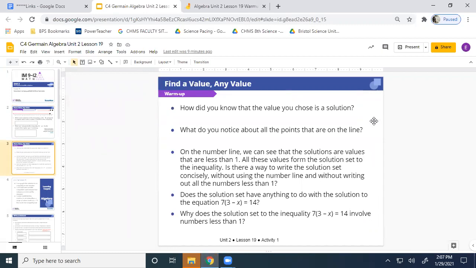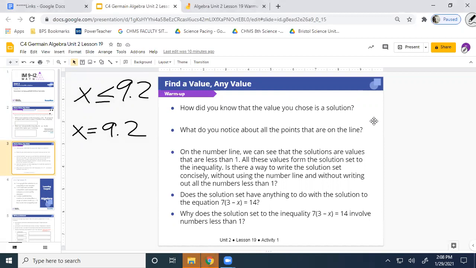Okay. So, on the number line, we can see that the solutions are values that are less than 1. Right? That was for that second line. The solutions for those values were less than 1. All the values in this form the solution set. Another difference between equations and inequalities is that when you're talking about a solution to an inequality, you're talking about multiple points. So if you have this inequality of x is less than or equal to 9.2, is there one exact value that's the solution? No, there's many. When you have an equation that looks like x is equal to 9.2, how many solutions do you have? One. You only have one.